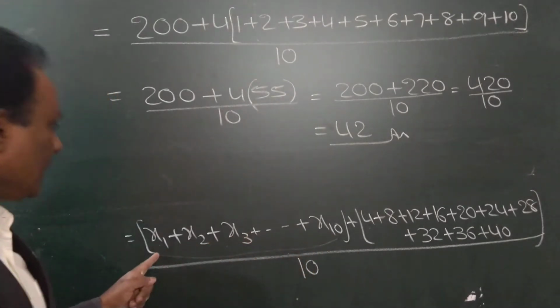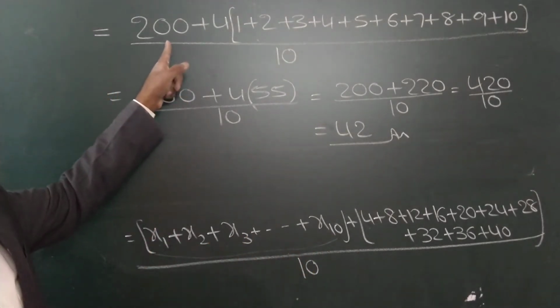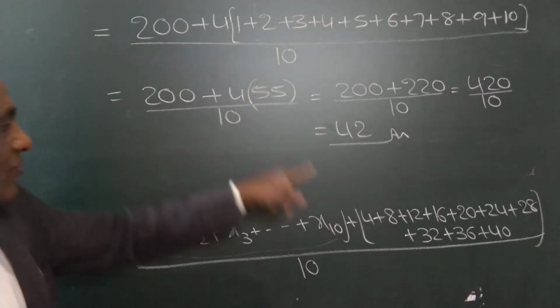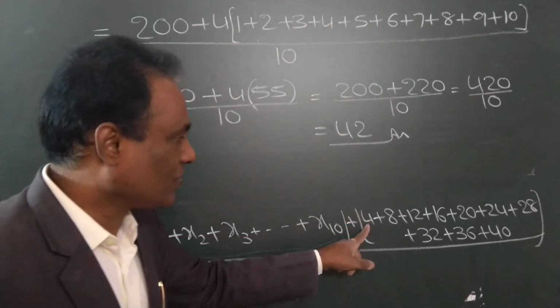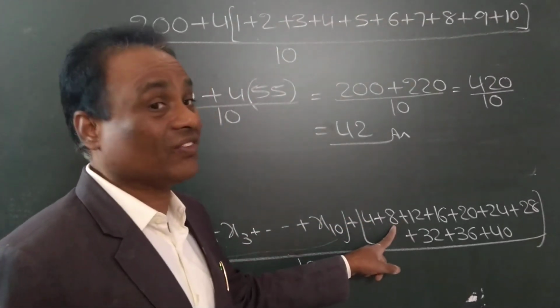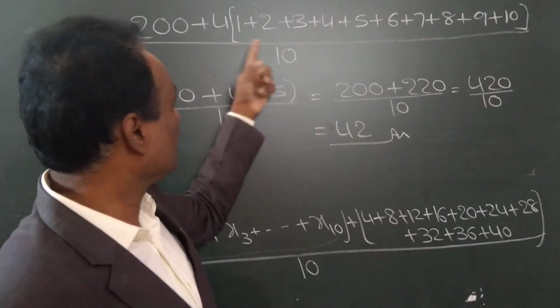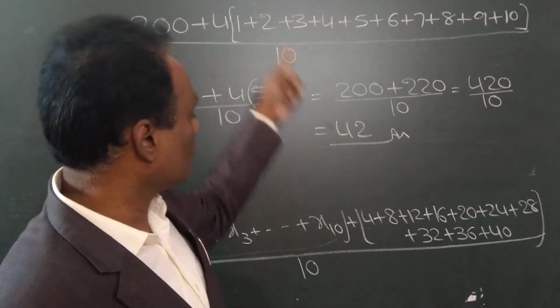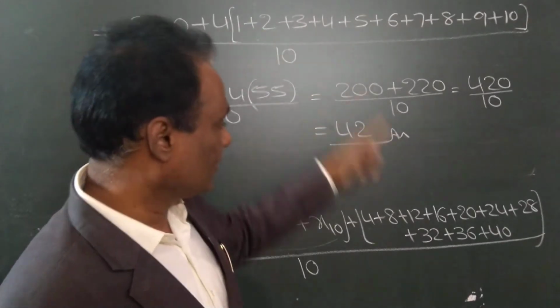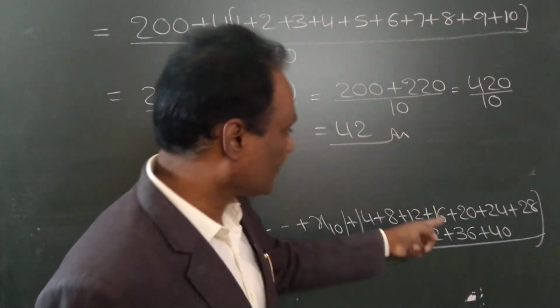This total is 200. How did we get it from equation 1? Plus 4 common. This will be 1. This will be 2, because 8 is 4 into 2. 4 outside, 2. 4 into 1, 4. 4, 2 is 8. 4, 3 is 12. 4, 4 is 16. Like that.